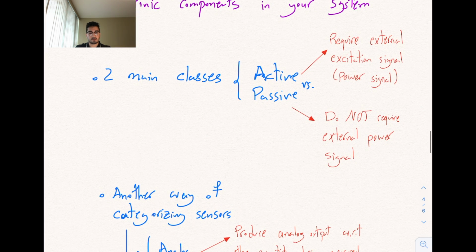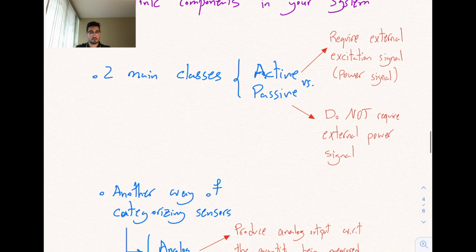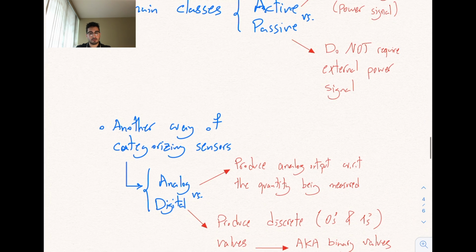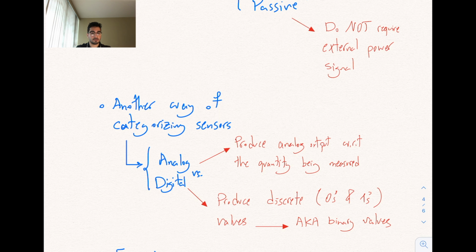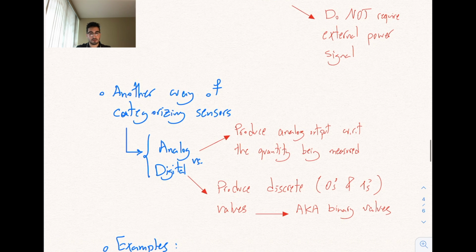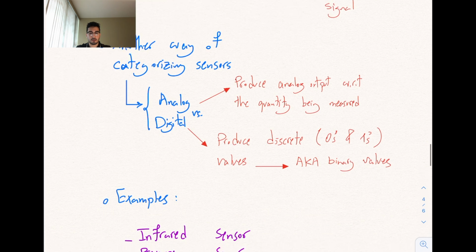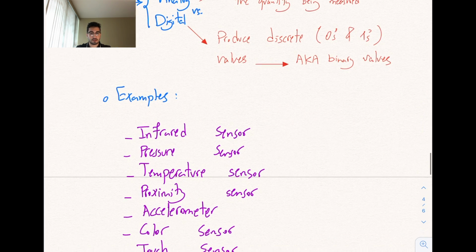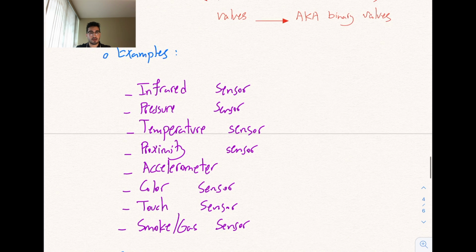There are different ways to categorize sensors. One of them is active sensor versus passive sensor. Basically, an active sensor requires an external excitation signal or power signal, and passive sensors do not require an external power signal. Another way to categorize sensors is analog versus digital. Analog sensors produce analog output with respect to the quantity being measured, versus digital sensors, which produce discrete values or binary, which is zeros and ones. Like I mentioned, it's the computer's language. And some examples are infrared sensor, pressure sensor, temperature sensor, proximity sensor, accelerometer, color sensor, touch sensor, smoke or gas sensor.